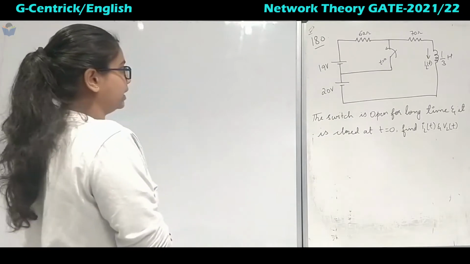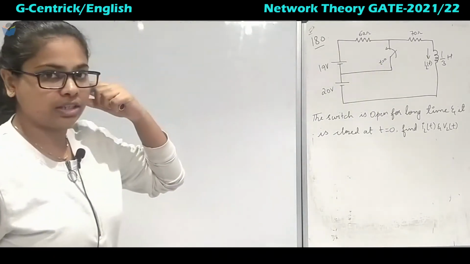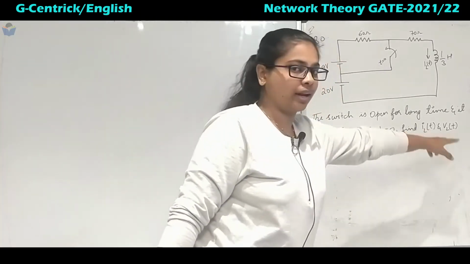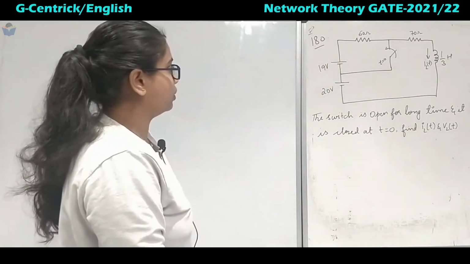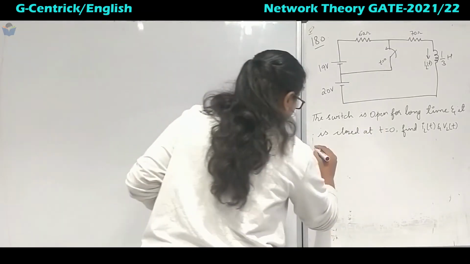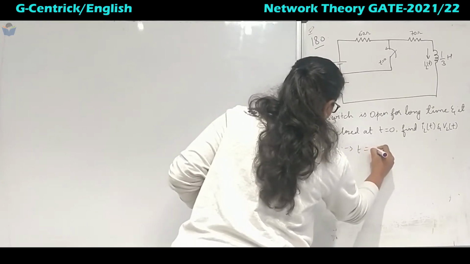Question number 180 says that the switch is open for a long time and it is closed at t equal to 0. So we have to find the generalized equation of current and voltage. Since the switch is open for a long time, starting with step 1, we have to analyze at t equal to 0 minus.